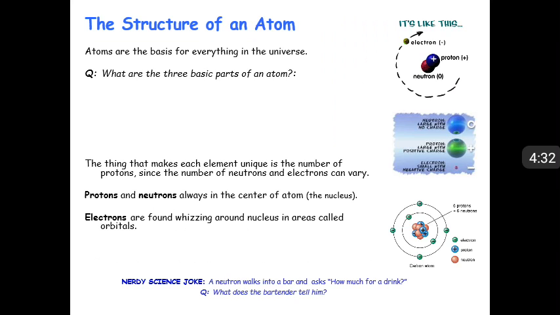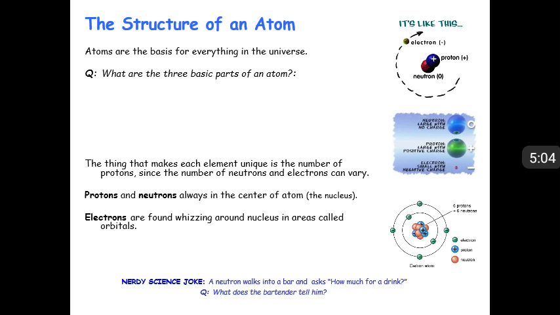Then further, the structure of an atom. Atoms are the basis for everything in the universe. The thing that makes each element unique is the number of protons. Since the number of neutrons and electrons can vary, the number of protons is fixed in an atom. Protons and neutrons are always in the center of the atom, that is in the nucleus, and the electrons are found whirling around the nucleus in areas called orbits.